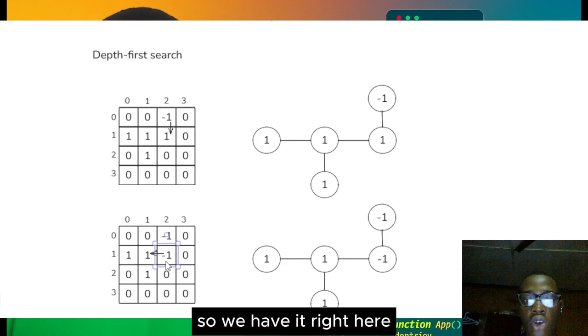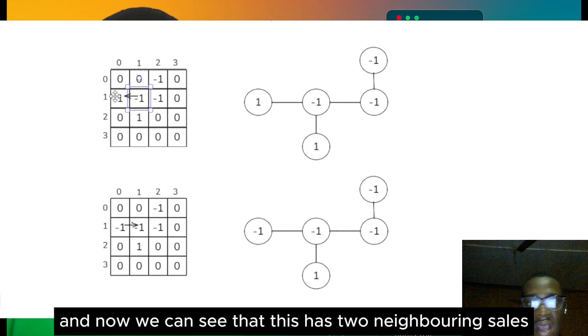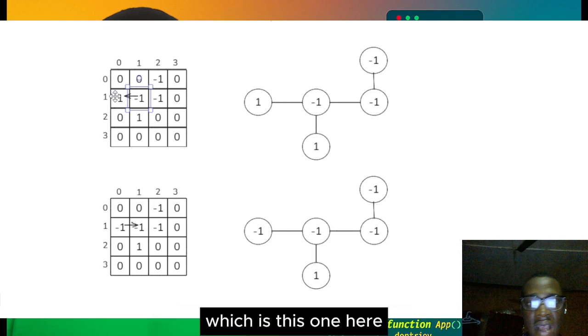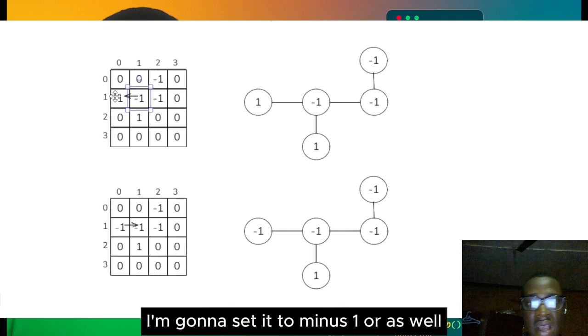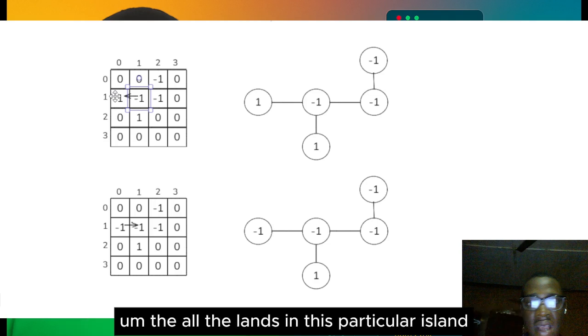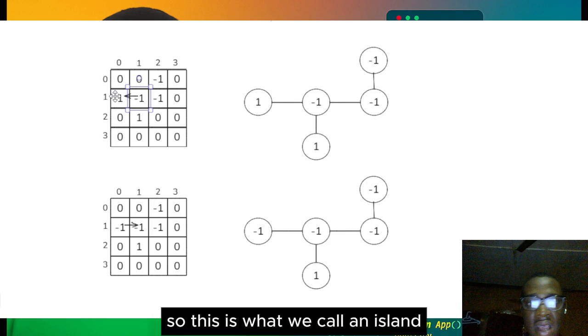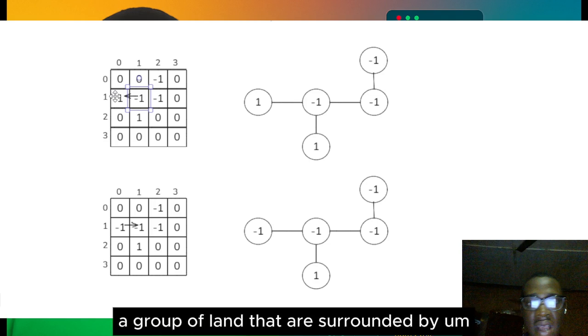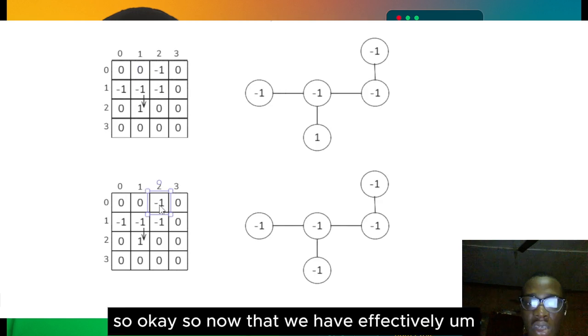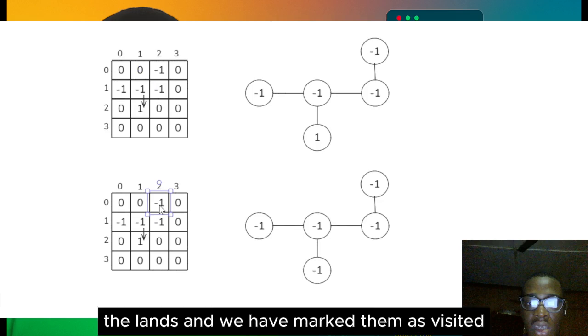So we have it right here, and now we can see that this has 2 neighboring cells. So I'm gonna visit the first one, the horizontal one, and set it to -1, right? Then we're gonna go back and visit the next neighboring land cell, which is this one here, and we're gonna set it to -1 as well. So this way we can see that we have navigated through all the land in this particular island. This is what we call an island, a group of land surrounded by ocean or sea, or zeros, right?